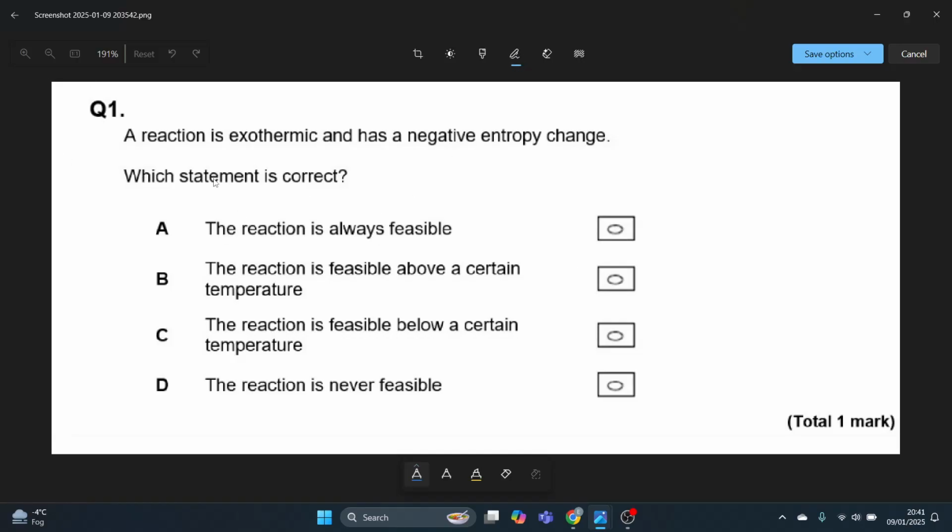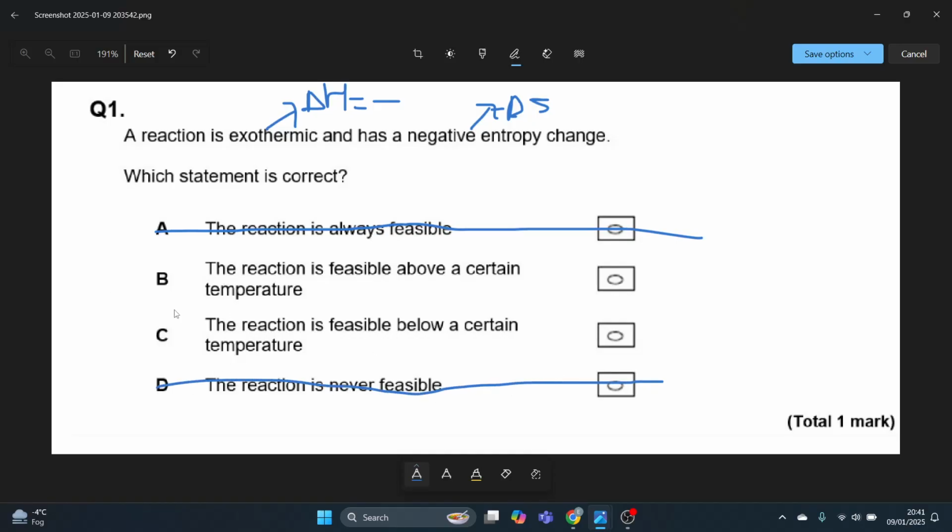Multiple choice questions. In question 1, a reaction is exothermic, so that tells me delta H is obviously negative, and it also has a negative entropy change. Which statement is correct? The reaction is always feasible? Definitely not. The reaction is never feasible? That's also incorrect. So it's either B or C.